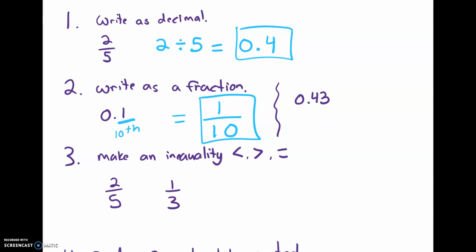If we had a number such as this, a little bonus example here, 0.43. This is in the 100th place because there's 2 numbers after our decimal. So then we would write 43 over 100. If there were 3 numbers after our decimal, it'd be in the 1000th place, so we would write it over 1000.